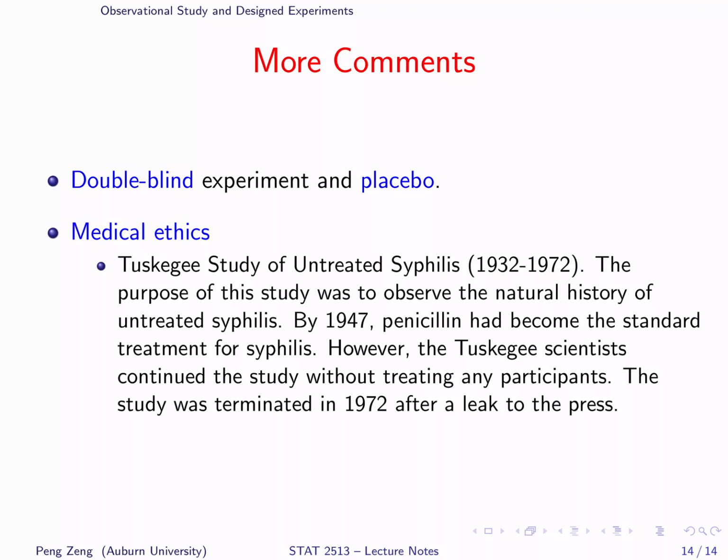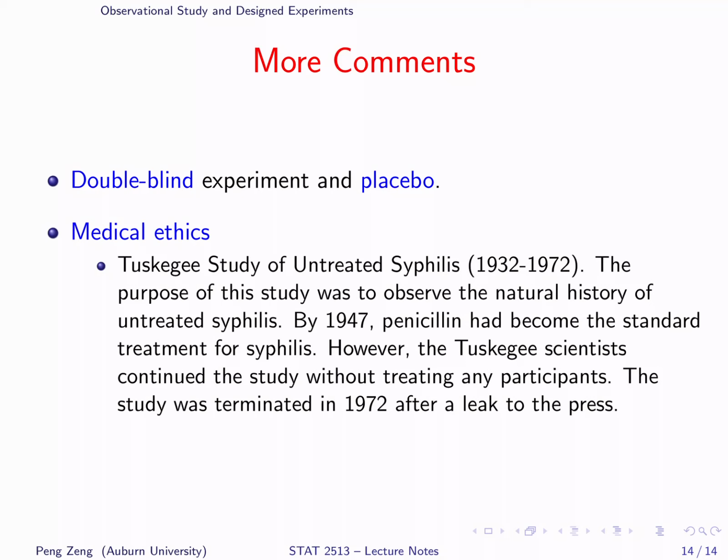What is a double-blind experiment? In the previous experiment on folic acid, the control group will also receive a pill, which looks the same as the pill the treatment group gets. The only difference is that one contains folic acid and the other does not. This way, the participants do not know whether they are in the treatment group or the control group.